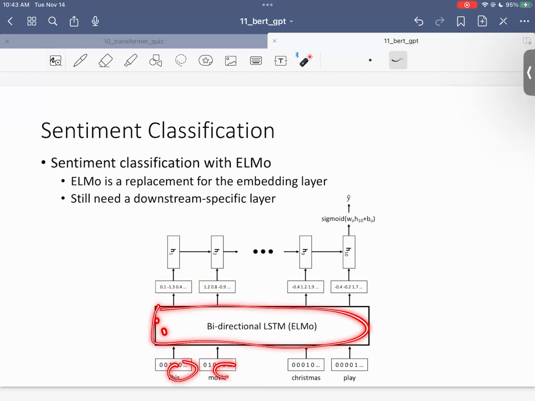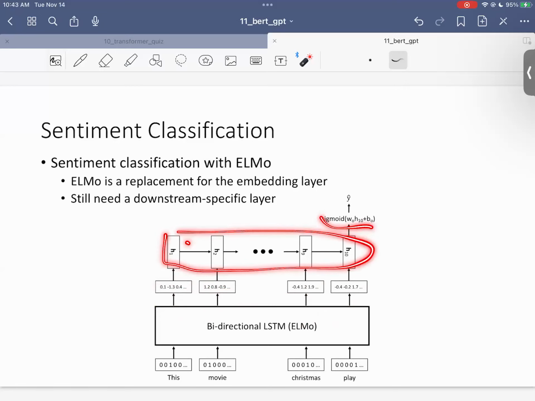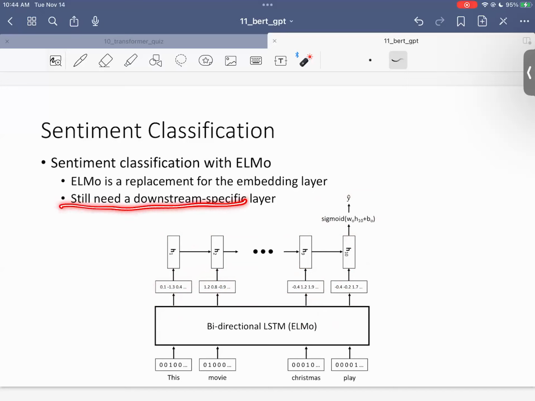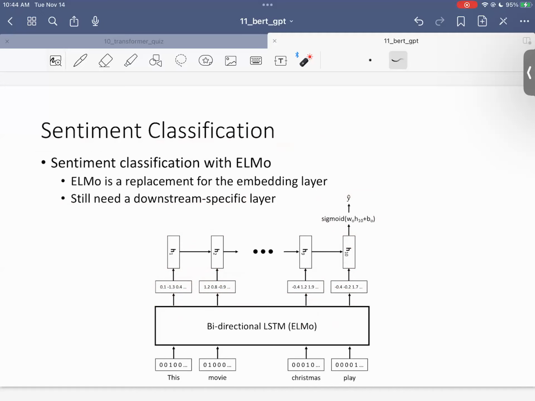And then once you put some words in, you would have the hidden layers from both directions. You concatenate them here, and that's how you would get these, right? And then you put them as input to the RNN, and then you have a prediction. So that means that you still need a downstream specific layer. If you're going to do sentiment classification, you need some RNN or whatever. If you're going to do sequence to sequence translation, then you need a sequence to sequence like model somewhere, right? On top of ELMo. So it means you still need a downstream specific layer or model on top of ELMo.